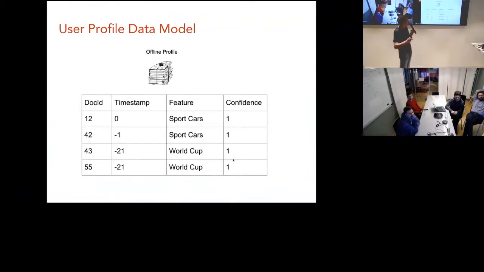We call it an offline profile. The offline profile equals the sequence of interactions that the user did with Outbrain. In this example, you can see this user has 4 interactions. He did 4 page views. The first page view is document ID 12, the second 42, and so on.